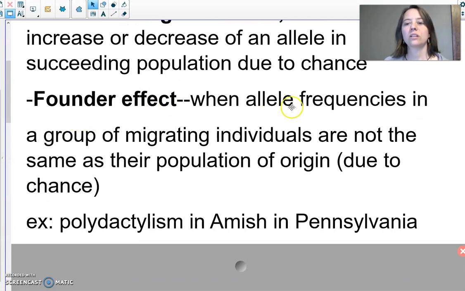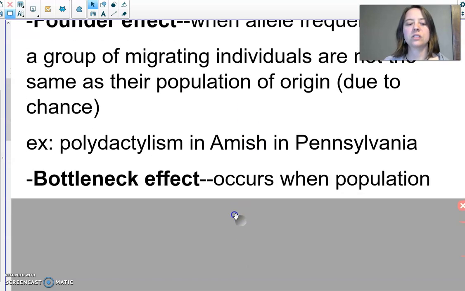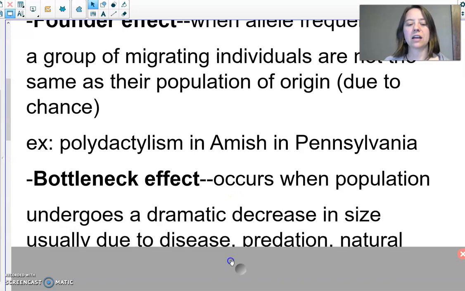So again, founder effect is when allele frequencies in a group of migrating individuals are not the same as their population of origin, and I'm just making numbers up to simplify it. So let's say in the Amish in Pennsylvania, polydactylism is 1 in 1,000, and in the original population from which the Amish came, the frequency is 1 in 1,000,000. Then we know that the allele frequency of the migrating group is different than its group of origin. So let's look at one that's similar but different, the bottleneck effect.